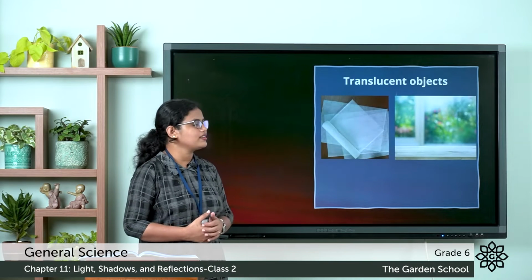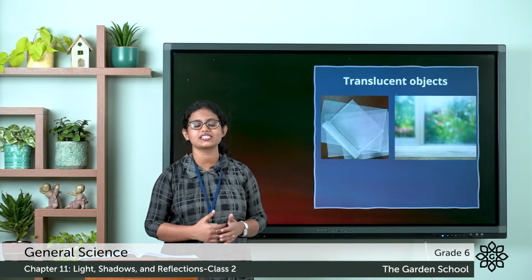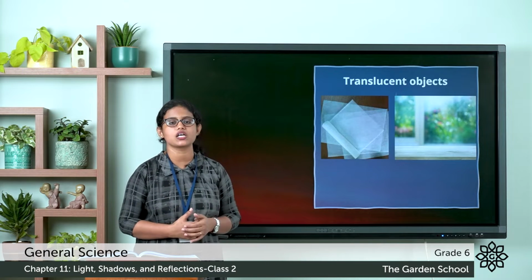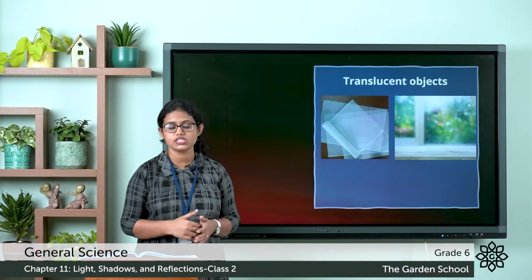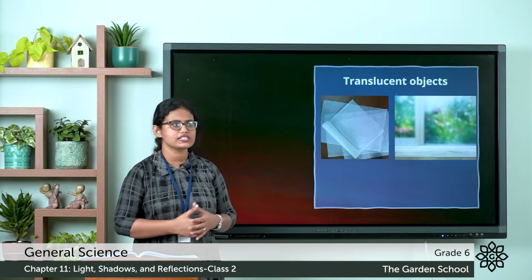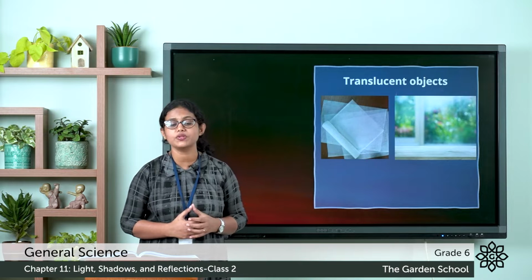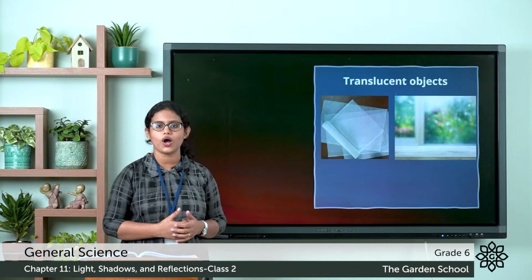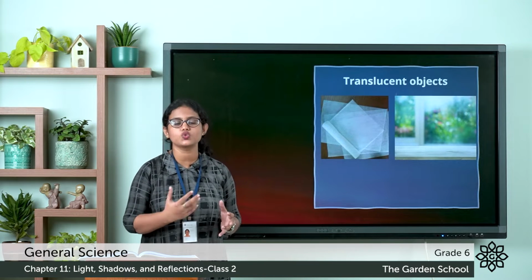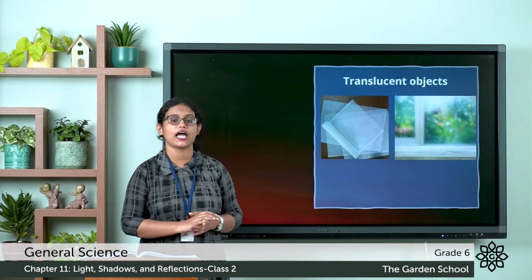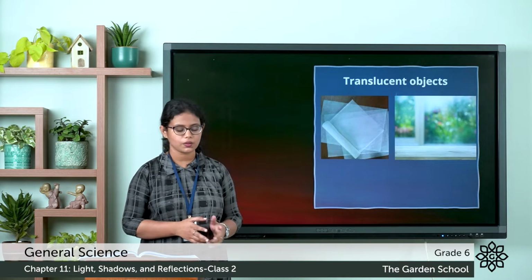Moving on to the next one, that is translucent objects. What are translucent objects? Objects that allow light to pass through them but only partially. We can see through translucent objects but not clearly. For example, tracing paper and frosted glass are examples of translucent objects. That is why these objects are called translucent objects.